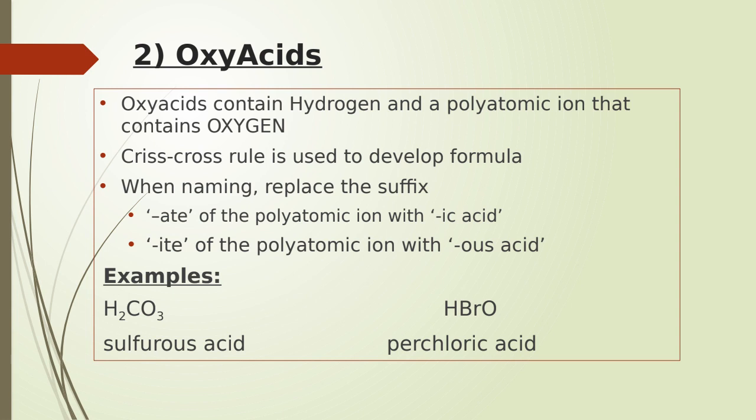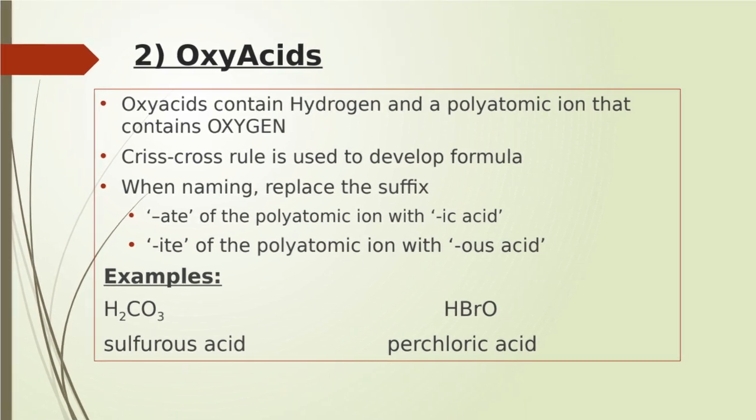The other type of acids are called oxyacids. And as the name suggests, you're going to have a hydrogen start off your chemical formula. And then you are going to have a polyatomic ion with your hydrogen that is going to contain an oxygen atom. Okay, so it's always going to be a polyatomic. It's always going to contain an oxygen in it.